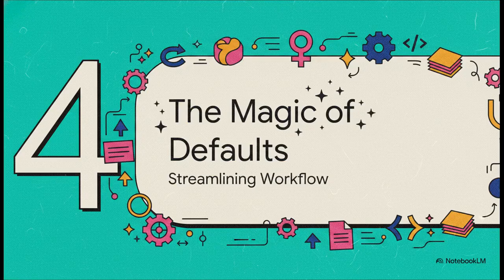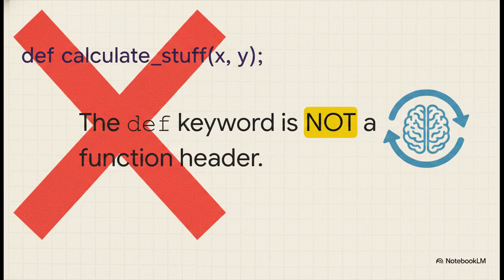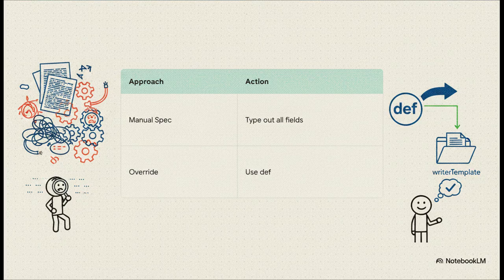And that brings us to our final milestone, Section 4, the magic of defaults, streamlining the workflow. So, we've got our Pandoc context all set up, right? But now we want to actually avoid writing a massive wall of configuration code. Now, listen, if you're coming to Haskell from something like Python or Elixir, you've got to completely reset your brain for a second here. In Haskell, specifically in this context, the def keyword is absolutely not a function header. It's not defining a new method at all. Actually, def is this incredibly powerful tool pulled from the Data.Default module, and it's used to set default values polymorphically.